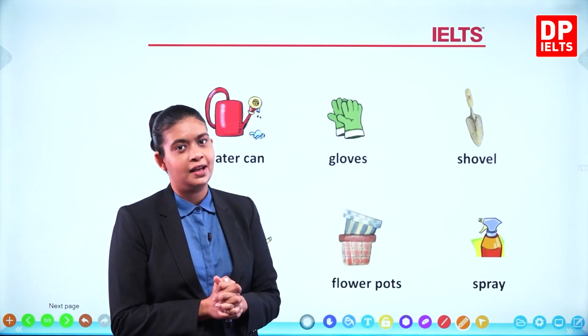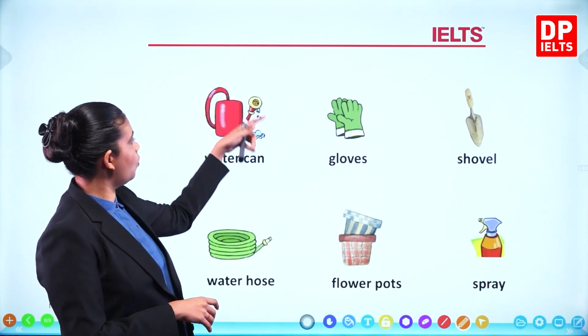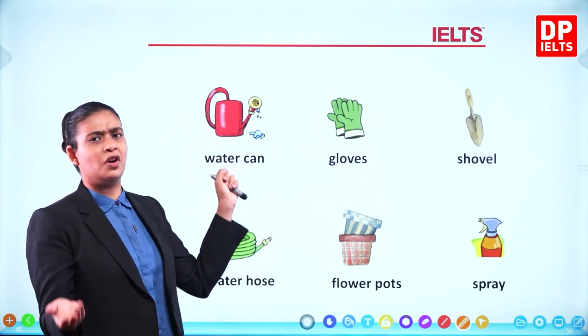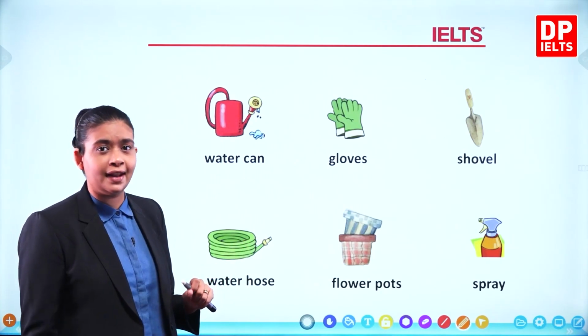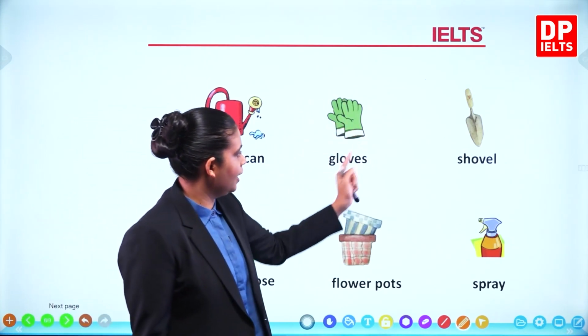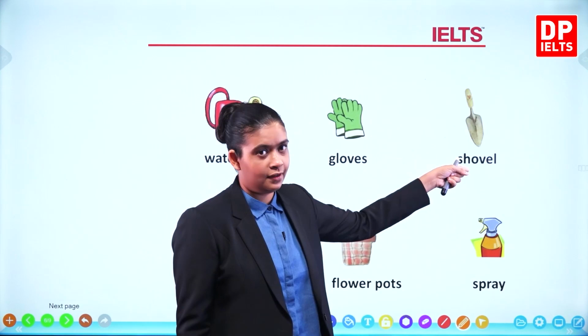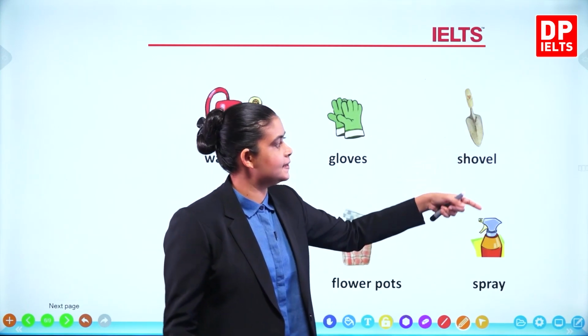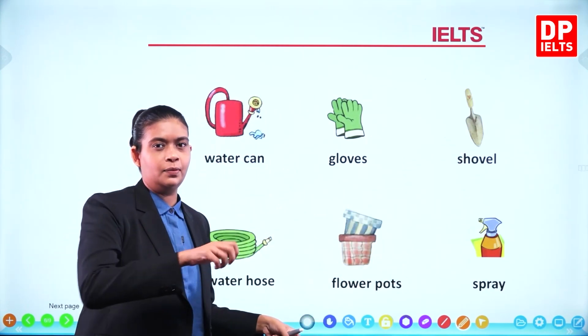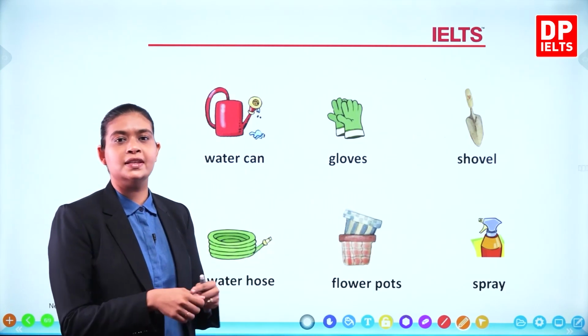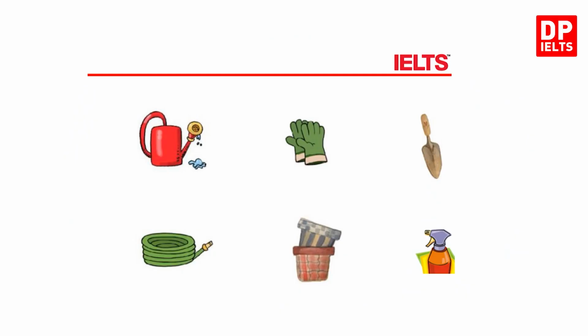Hope you have done it, right? This is a water can. Some people call it a watering can. Both words are correct. Gloves, a shovel. Okay, a shovel is where you take the soil, right? When you want to plant something, there is a shovel. Okay?